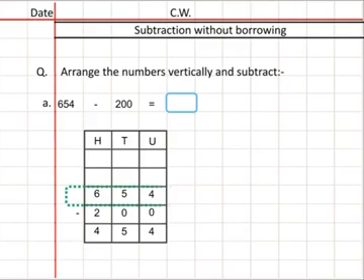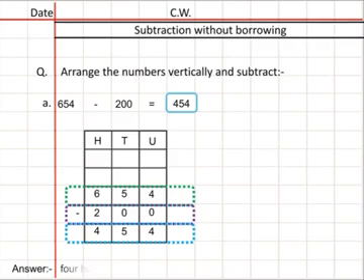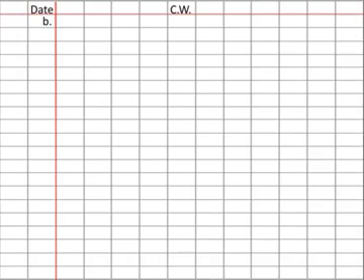654 minus 200 is equal to 454. Or we may also say 200 subtracted from 654 is equal to 454. Write the answer in figures and words. B.